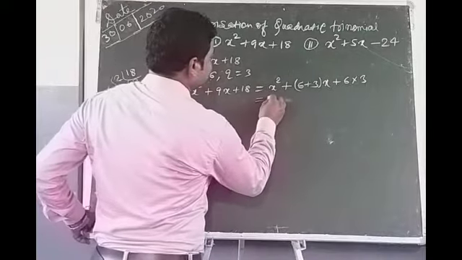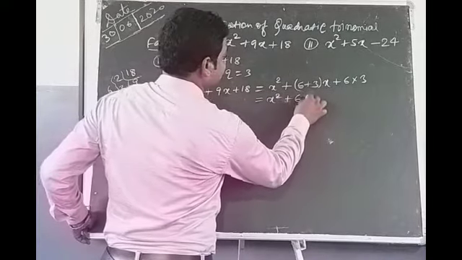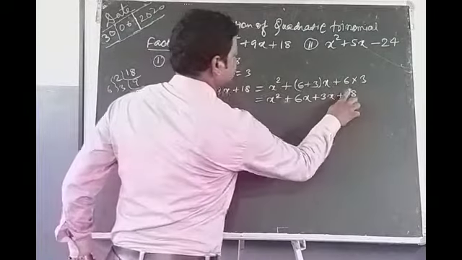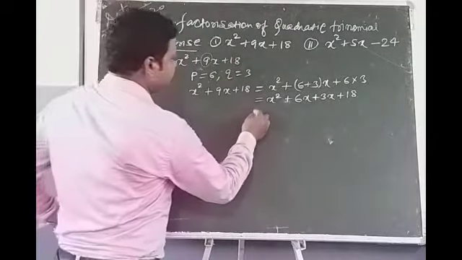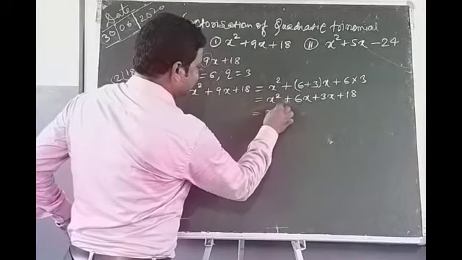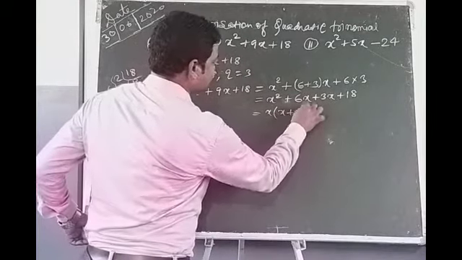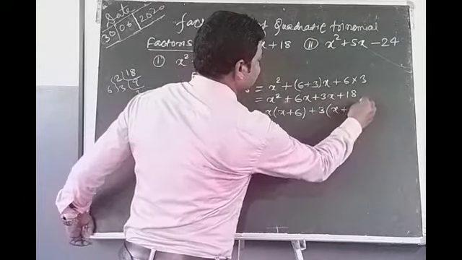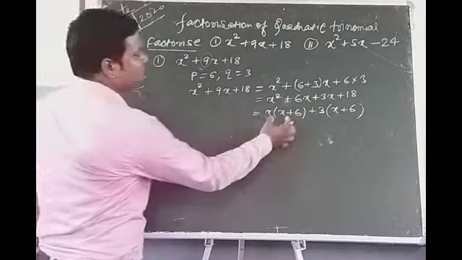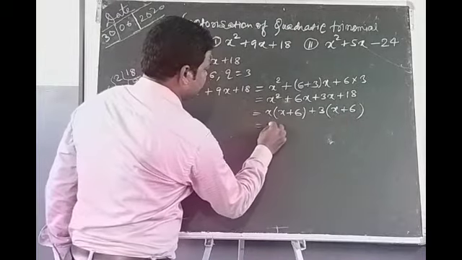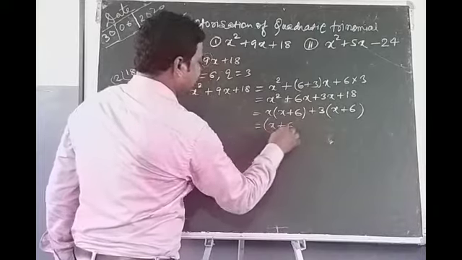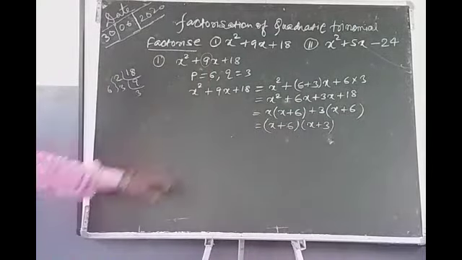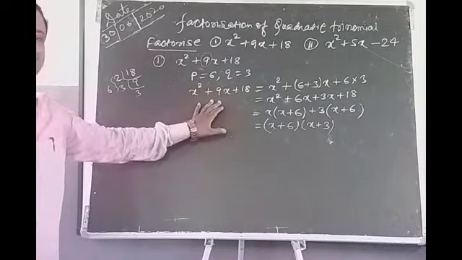Now just multiplying here: x square plus 6x plus 3x plus 18. Now what is common here? x, so x plus 6. From the other two terms, taking 3 common, x plus 6. Here is x plus 6, here is also x plus 6. So (x plus 6) into (x plus 3). This is the factor form of x square plus 9x plus 18.